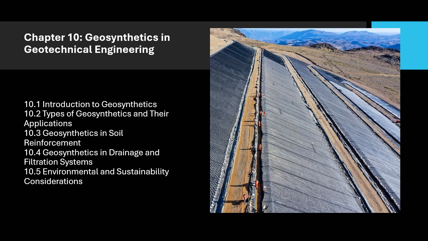10.4.4 Applications of geosynthetics in drainage and filtration systems. 1. Road construction and pavement drainage. Geosynthetics such as geotextiles and geocomposites are used to improve the drainage of roads and pavements, preventing water accumulation and ensuring proper water flow away from the surface. They are placed in subgrades, subbases, and base layers to enhance the performance of the drainage system.